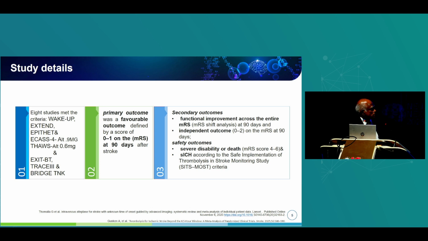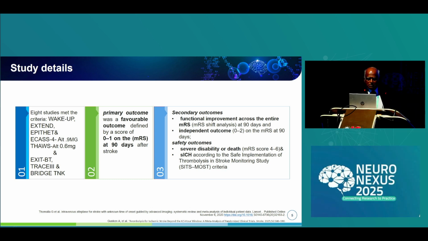The primary outcome was a favorable outcome, defined by a score of 0 to 1 on the modified Rankin scale at 90 days after stroke. The secondary outcomes were functional improvement across the entire mRS spectrum at 90 days and independent outcome with the mRS of 0 to 2 at 90 days. Safety outcomes were 2, namely severe disability or death and symptomatic intracerebral hemorrhage.